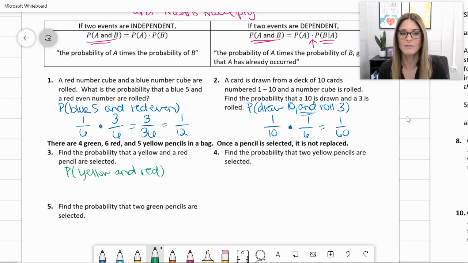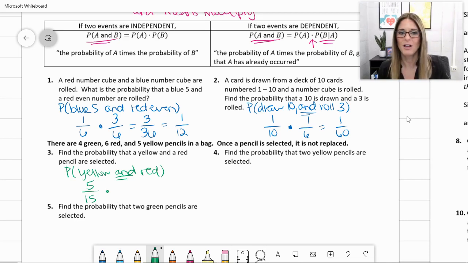Okay, what's the probability of a yellow? There were 5 out of our total number of 15 pencils. And I also want to draw a red. Now I took that yellow and I handed it away. It's gone. It said in the description that we are not replacing them back into the pile of pencils.